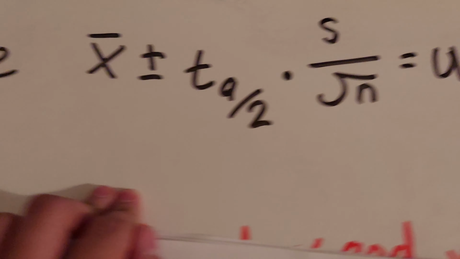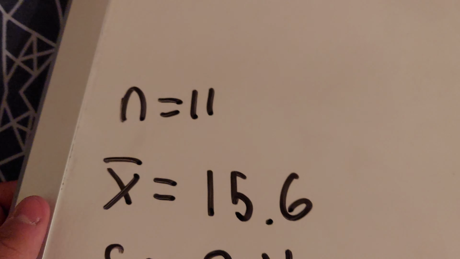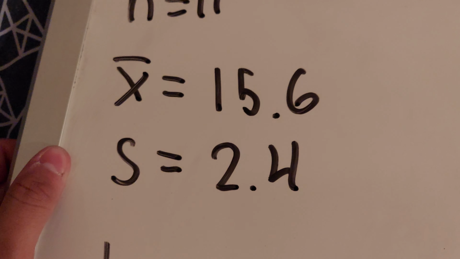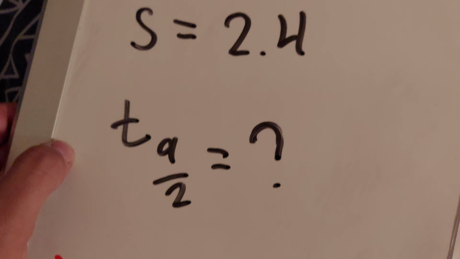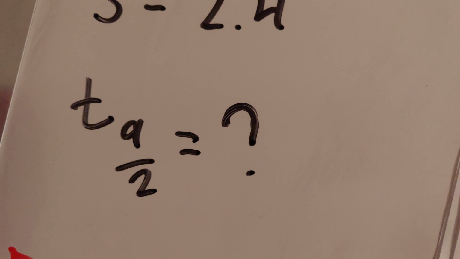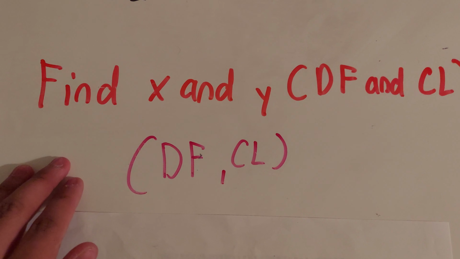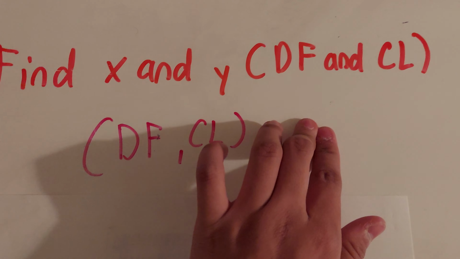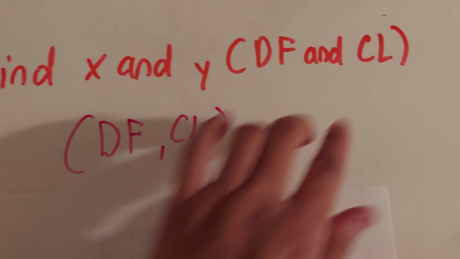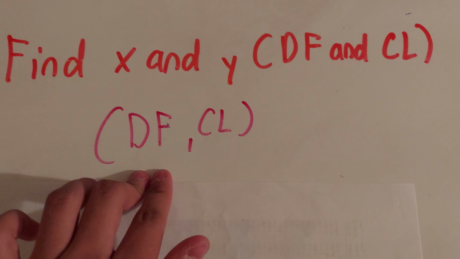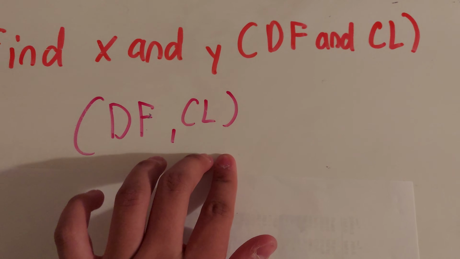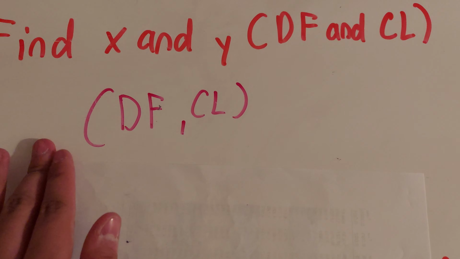So let's write down what we know. The sample size is 11, the sample mean is 15.6, the sample standard deviation is 2.4, but we don't know what the t alpha over 2 is. So let's figure that out. To find t alpha over 2, we're going to find x and y, the degrees of freedom and the confidence level. As shown here, the degrees of freedom is on the x-axis and the confidence level is on the y-axis. So let's find x first.